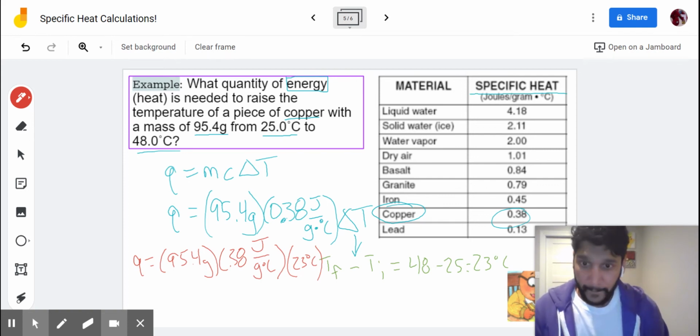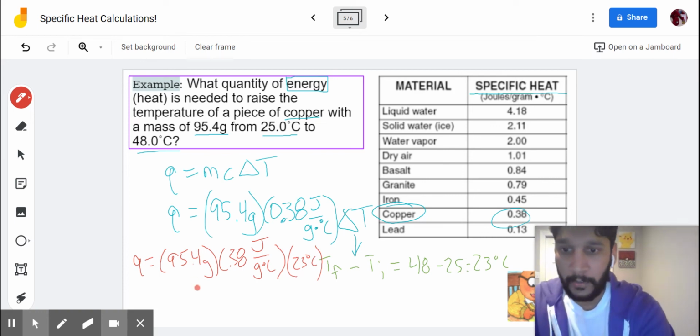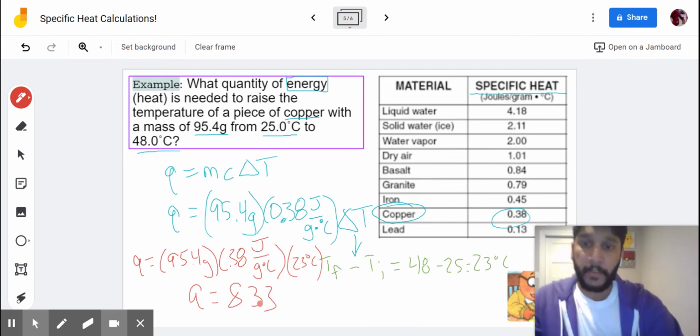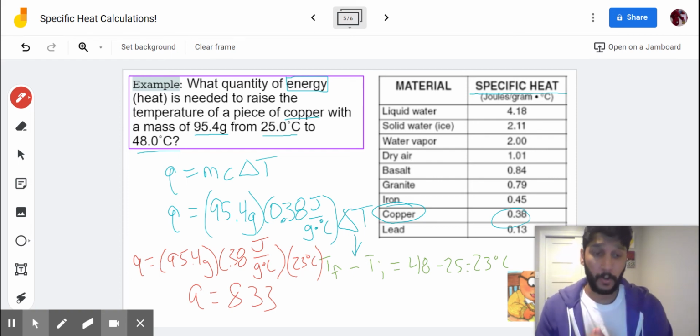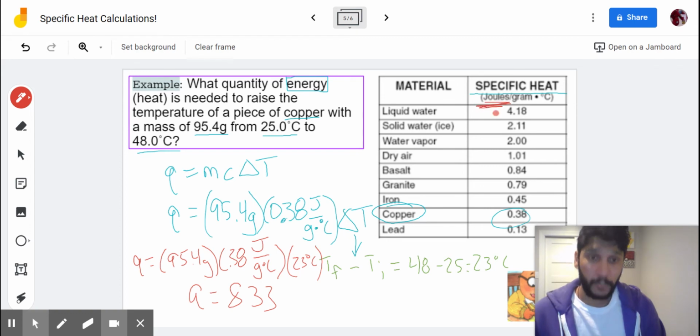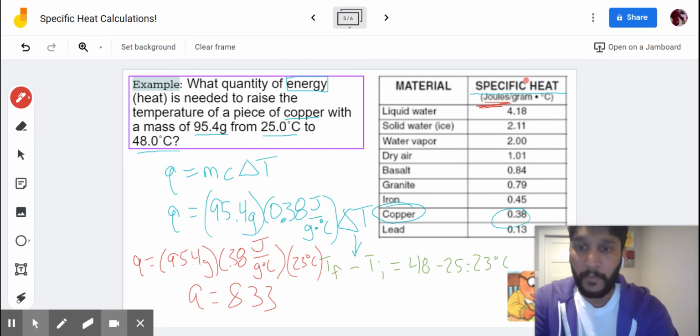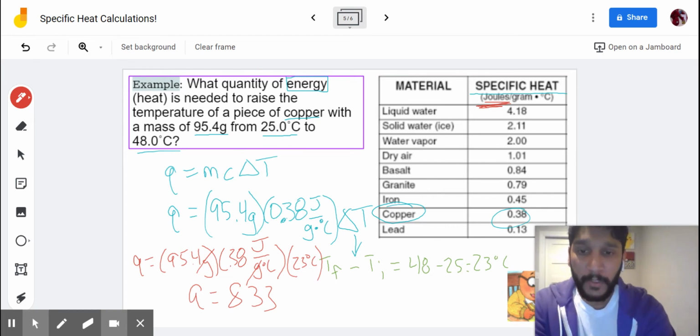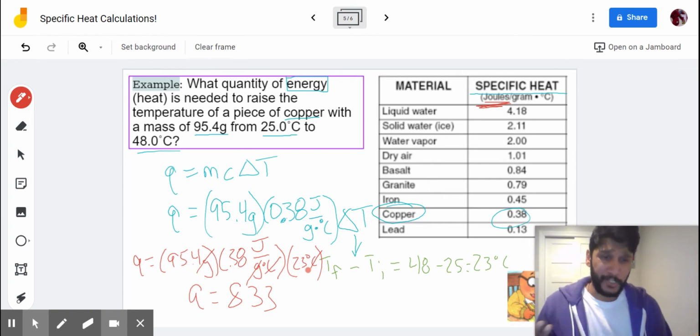Couldn't read my handwriting for a second. So we should get Q equals 833. So our Q, our energy, it's going to take 833. We need a unit on this. If we think back to what our units for Q is, it's joules or calories. In this case, since our specific heat has joules as the unit, our unit's going to be joules. If you want to see how they cancel out, if we have grams on the top and grams at the bottom, if you take something divided by itself, it's going to be 1. Same thing with our degrees Celsius. So we're going to be left with J anyway.